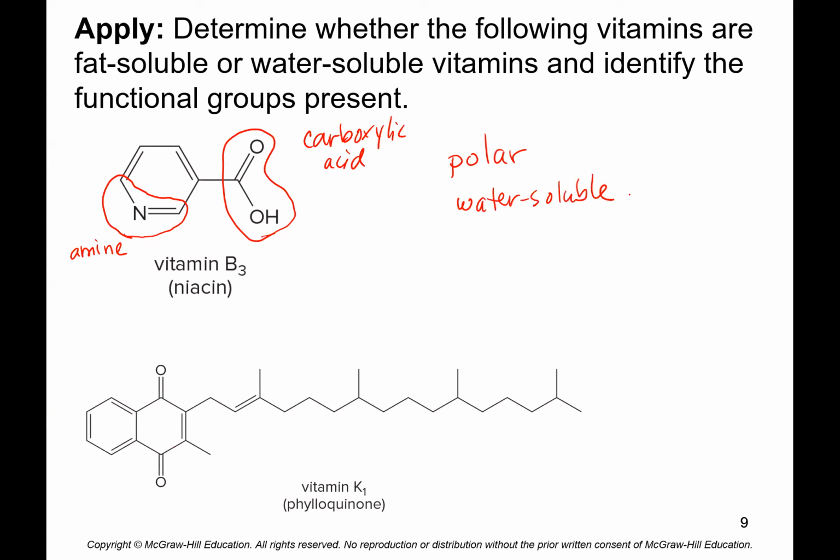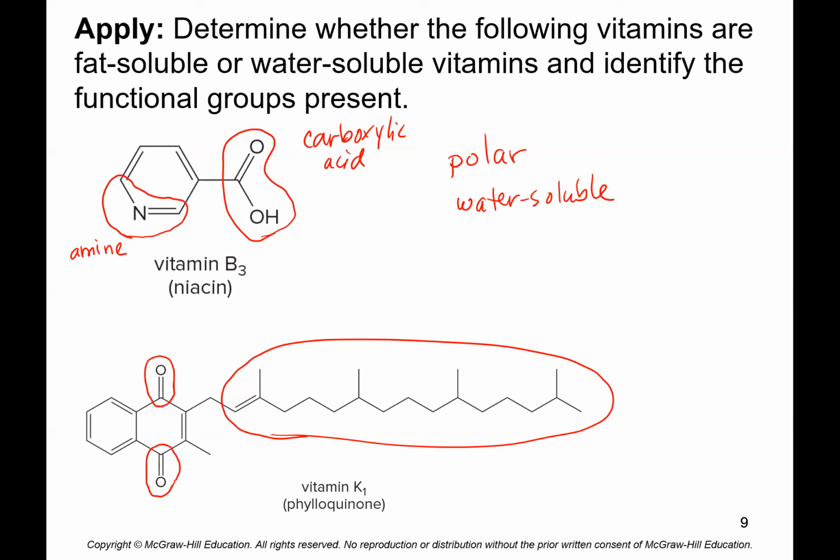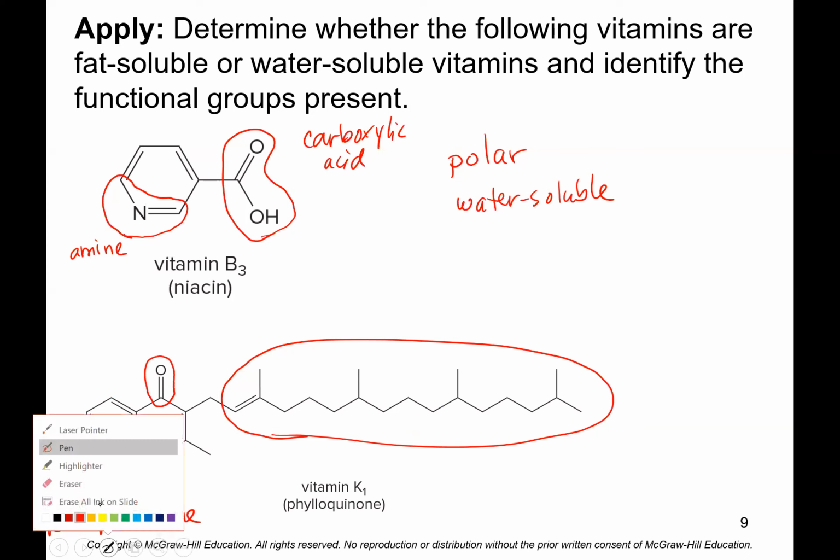Let's contrast that with vitamin K1. Immediately, I can already see I have a very long hydrophobic tail here. But let's go ahead and look at our functional groups. Always locate those. Okay, I see I have a carbon double bonded to an oxygen here, and I see this here. When you have a carbon double bonded to an oxygen, and then that carbon is bonded to some other carbons, doesn't matter what they are, this is called a ketone. So I have ketones here.